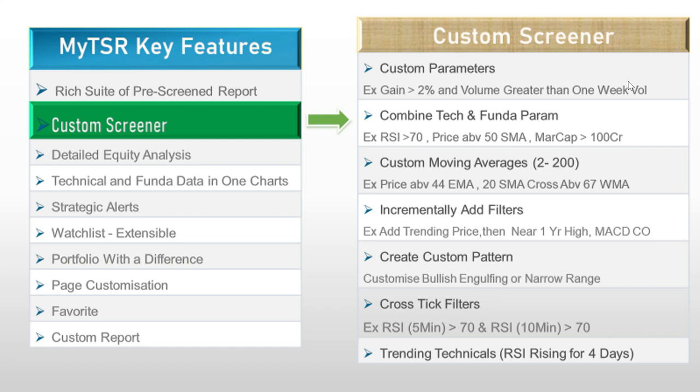You can combine technical and fundamental parameters into one single filter. For example, RSI is above 70, price is above 50-day moving average, and market cap is more than 100. So that level of flexibility it provides.